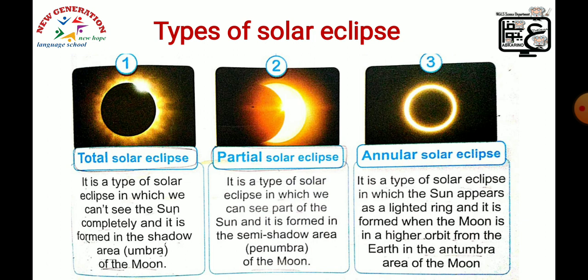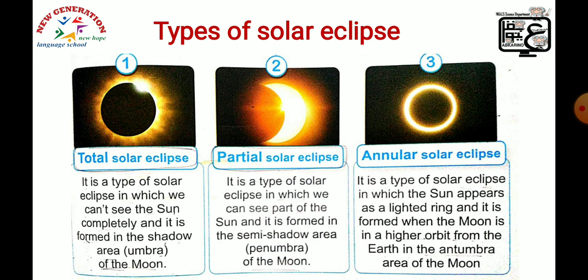Number three, annular solar eclipse. It is a type of solar eclipse in which the sun appears as a lighted ring. Look at this picture. It's a lighted ring, and it's formed when the moon is in the higher orbit from the Earth in the antumbra area of the moon.